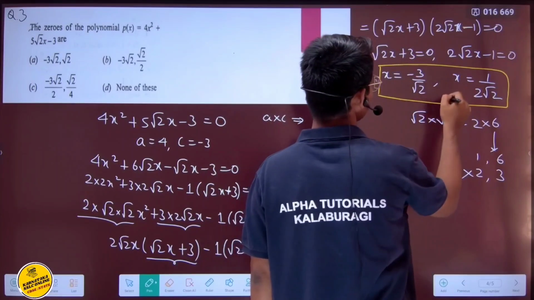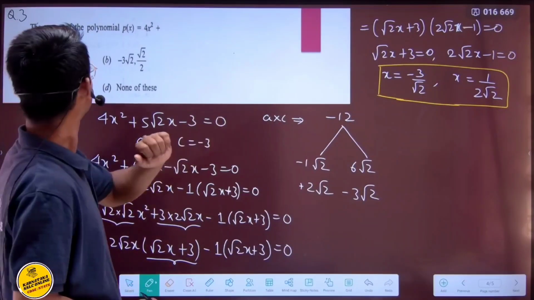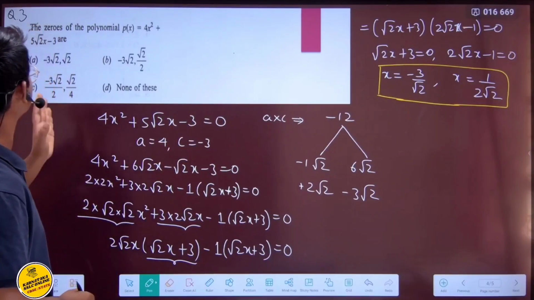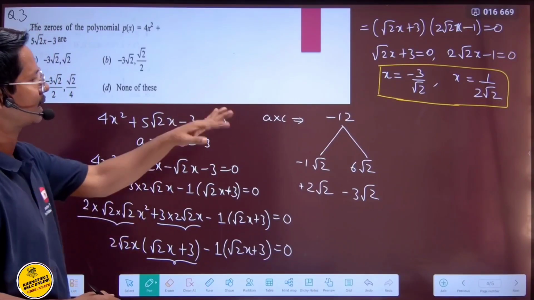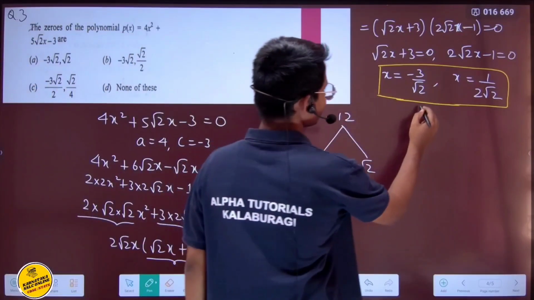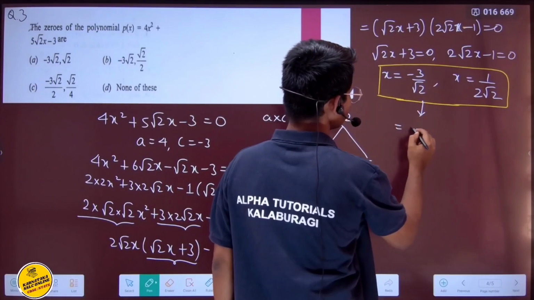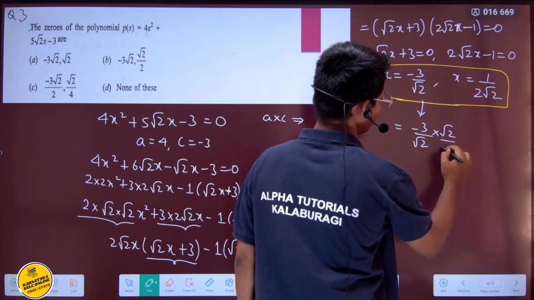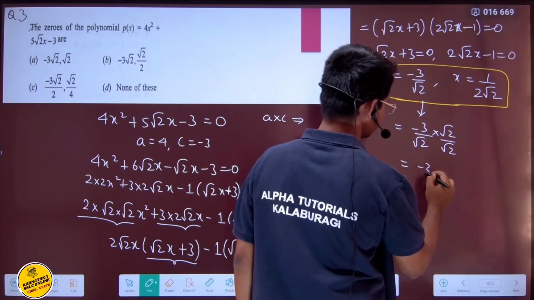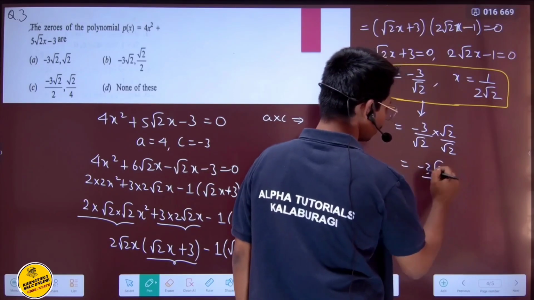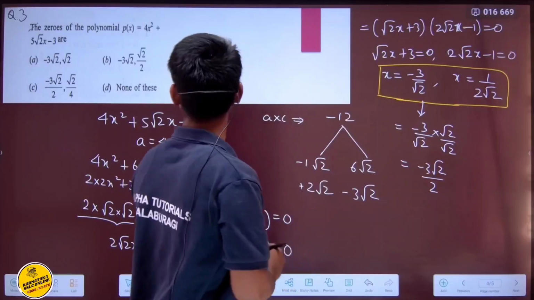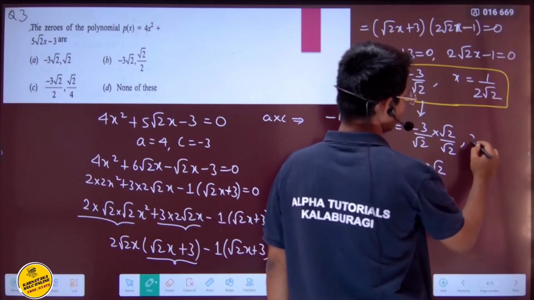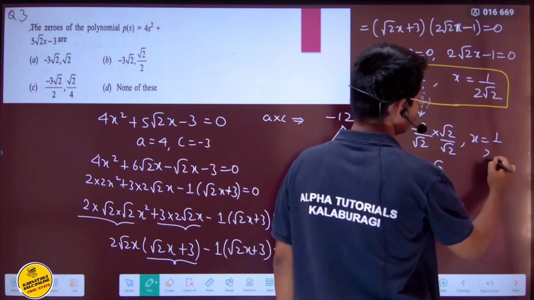For these values, we're getting minus 3 by root 2 and 1 by 2 root 2. We don't have that answer here, so we will go with rationalizing. Rationalizing minus 3 by root 2, you can multiply by root 2 over root 2. So you'll get minus 3 root 2 by root 2 into root 2, which is 2. Minus 3 root 2 by 2 is one of the zeros.